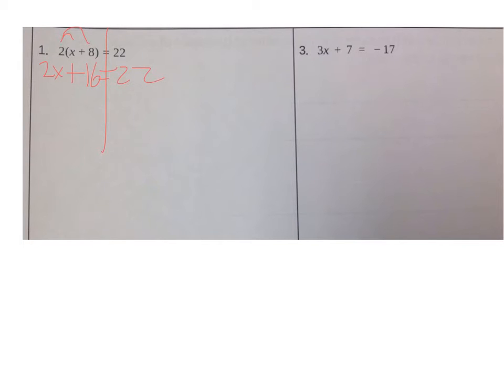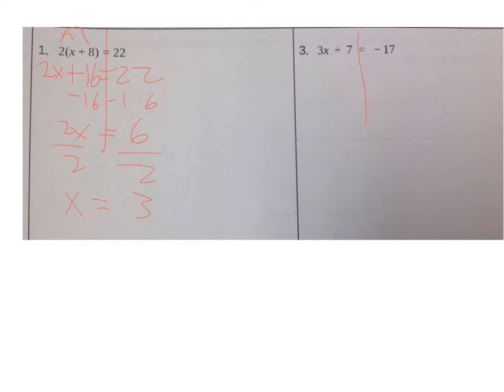And step 3 is get rid of addition or subtraction. So now we subtract 16 on both sides. We get 2x equals 6. You divide by 2 then, because that's our last step. You get rid of multiplication or division. Divide by 2, you get x to equal 3, and you are done.